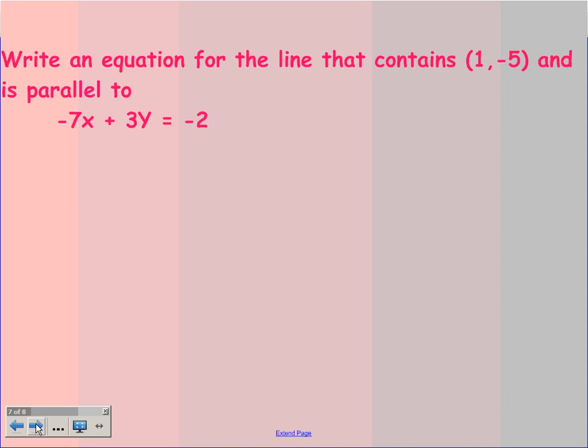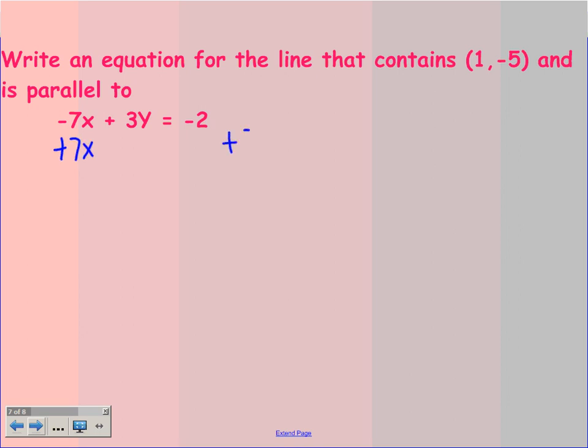All right, I want you to pause the video, and when you have finished doing this example, then I want you to go ahead and start it up. The first thing I will tell you, the first step, is to put this in slope-intercept form so that we can find the slope. I'll go ahead and help you with that, and then I'll let you pause the video at that point.